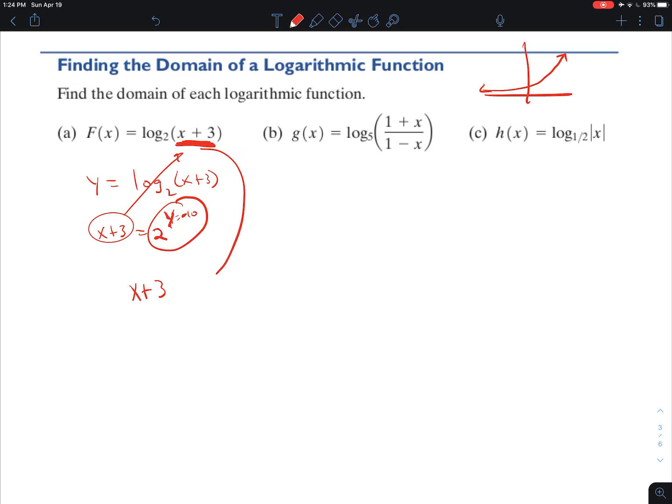So all that said, x plus 3 has to be greater than 0. And it can't be 0. It has to be greater than 0. So x is greater than negative 3. And that's true for all these log statements. B here, 1 plus x over 1 minus x has to be greater than 0. Here, absolute value of x has to be greater than 0.